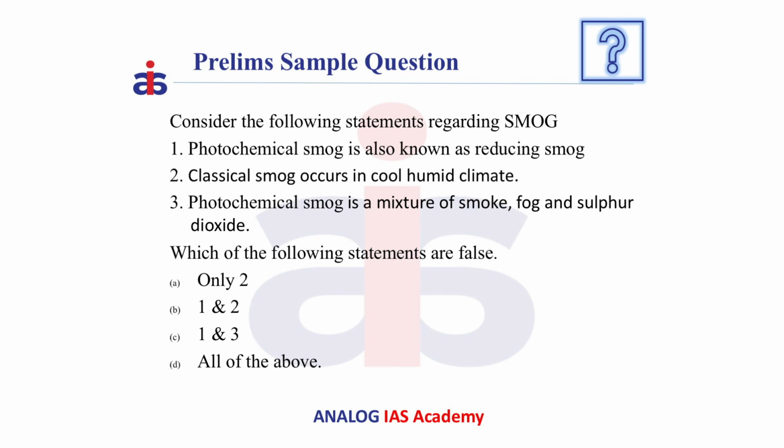Now let us see a question based on this. Consider the following statements regarding smog. Statement number 1. Photochemical smog is also known as reducing smog. This is false because it is oxidizing smog. Statement number 2. Classical smog occurs in cool, humid climate. This is true. And statement number 3. Photochemical smog is a mixture of smoke, fog and sulfur dioxide. This is false because sulfur dioxide is in classical smog.